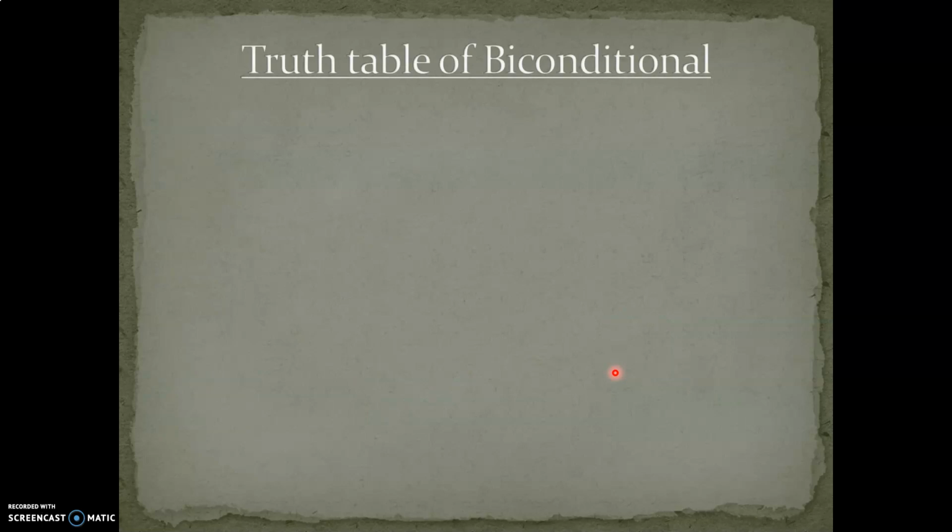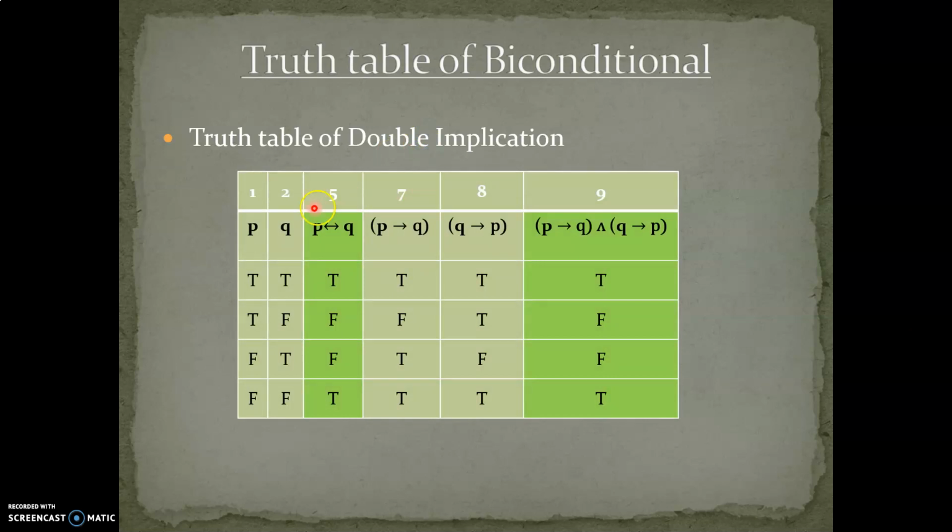Next one, truth table of biconditional. To prove the negation of biconditional, you first have to find this value again. So the truth table is important. First, the truth table of double implication. Here again P, Q we are writing as it is. Now P if and only if Q, or P double implication Q, you have to find. True if and only if true is true, true if and only if false is false, false if and only if true is false, false if and only if false is true.